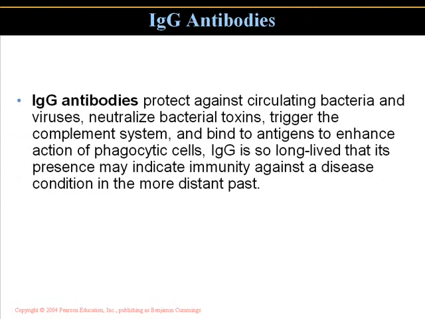IgG antibodies protect against circulating bacteria and viruses, and neutralize bacterial toxins. Key point, neutralize bacterial toxins. They trigger the complement system. We're going to talk a lot about the complement system because it helps in this immune response. It binds to antigens, and it enhances the action of phagocytic cells. IgG is so long-lived that its presence may indicate immunity against a disease condition in the more distant past. So IgG antibodies are important.